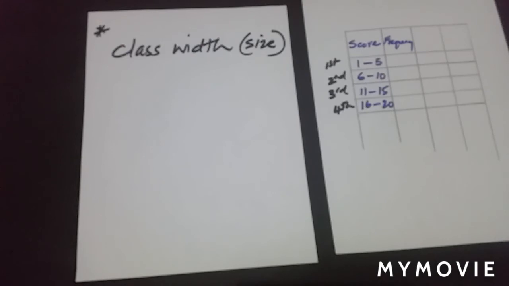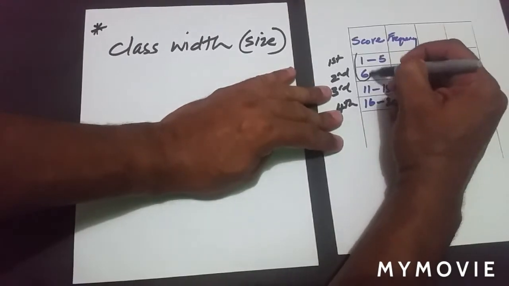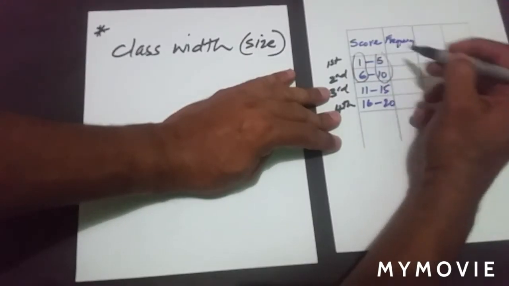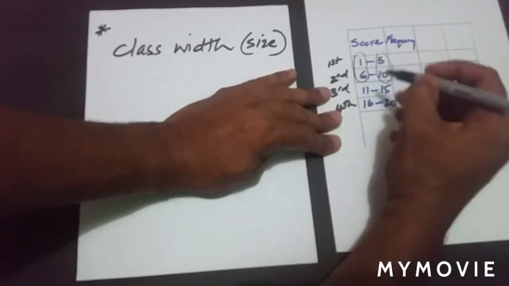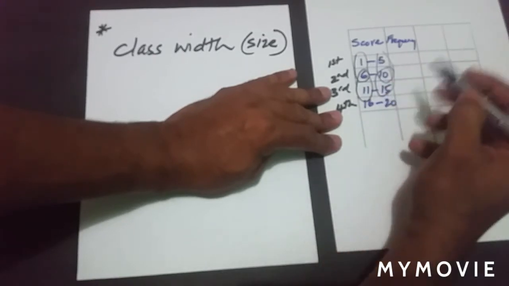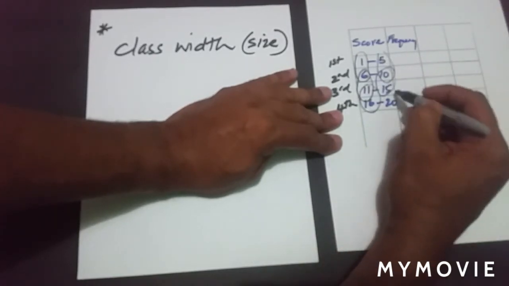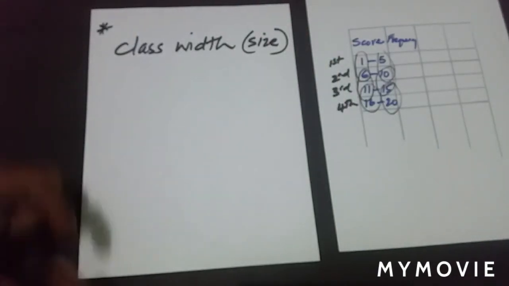If you want to quickly determine the class width when you're looking at classes, simply subtract these two values. Whether these values or these values, it is going to be the same. 6 minus 1 is 5. 10 minus 1 is 5. Even if you do this, 11 minus 6 is 5. 15 minus 10 is 5. 16 minus 11 is 5. 20 minus 15 is 5. That's the class width.